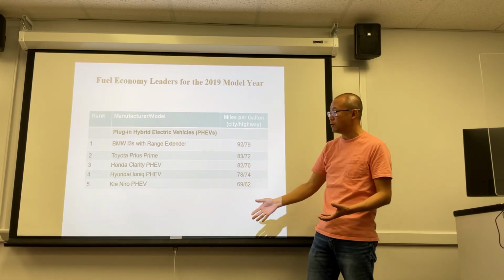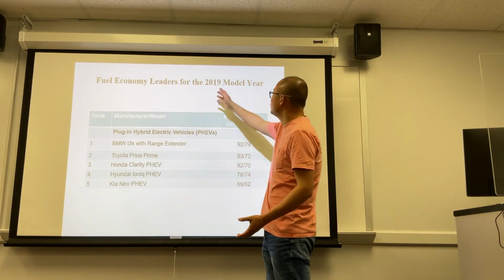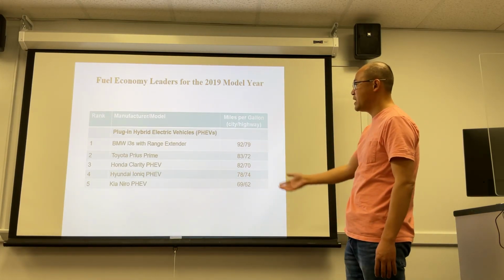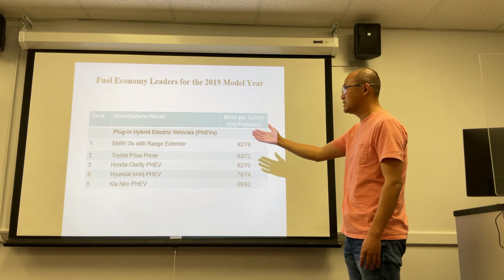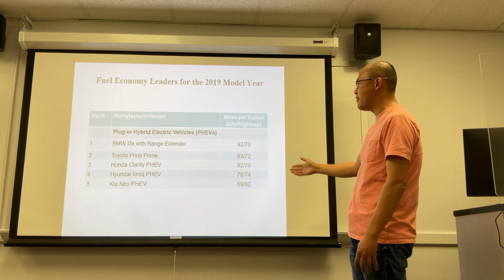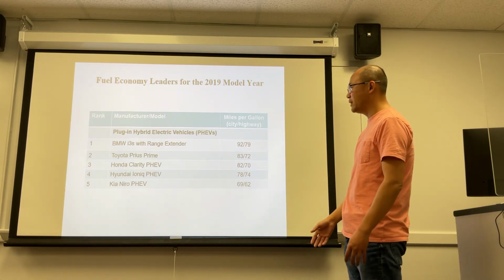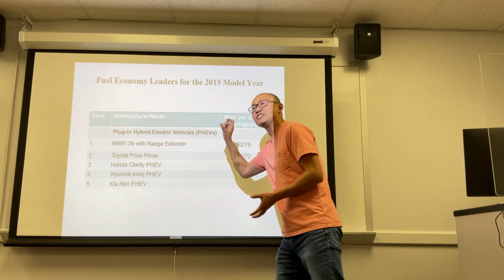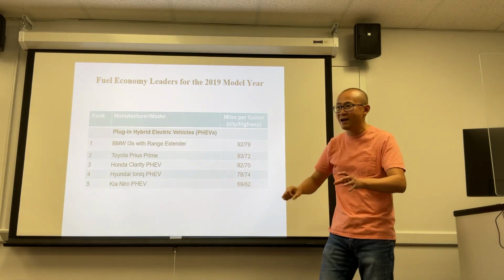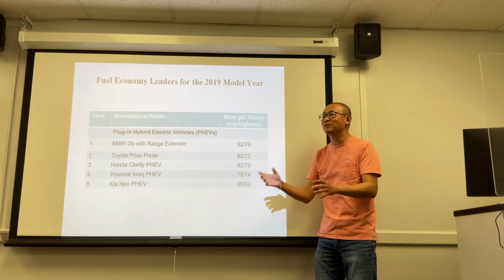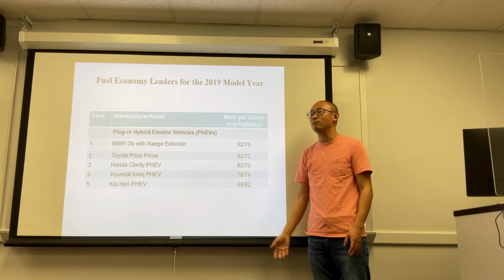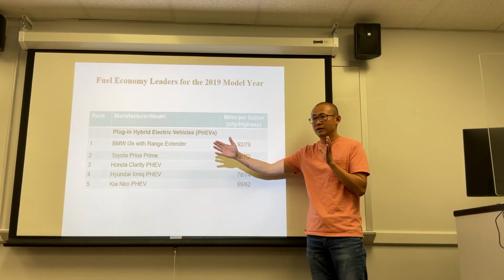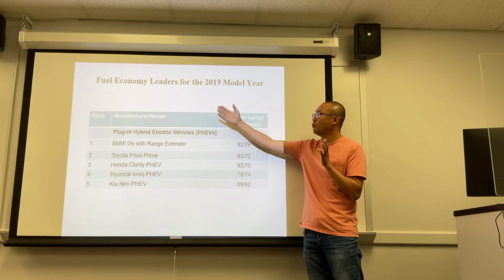In the United States, these are some of the top models: BMW i3S, Toyota Prius Prime, Honda Clarity, Hyundai Ioniq. You can search if you're interested. Again, plug-in means you can charge the battery. You don't have to rely on taking a break to charge the battery. You can charge it at home. But again, the battery is relatively small. It won't last long distance. If you have a long distance, you still rely on gasoline.